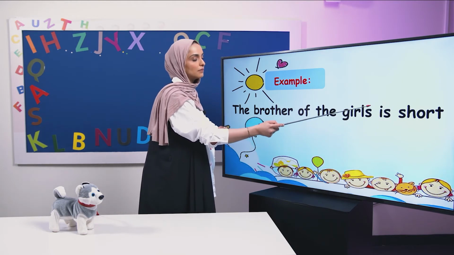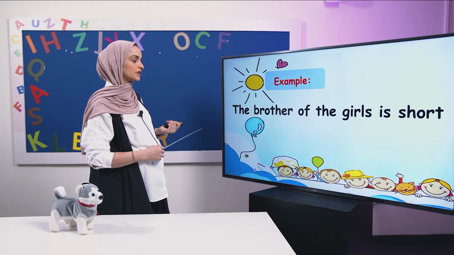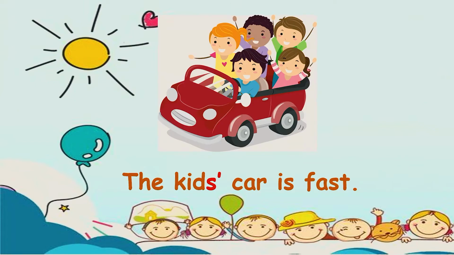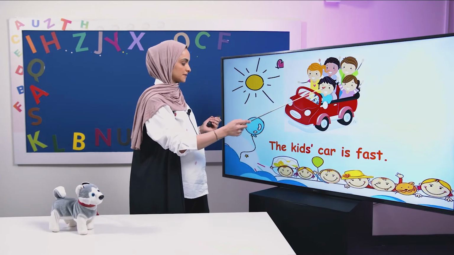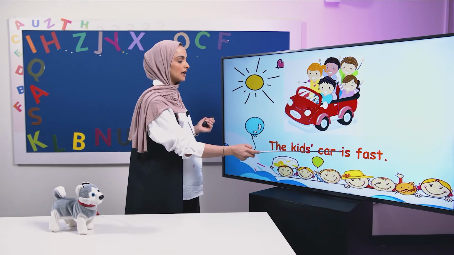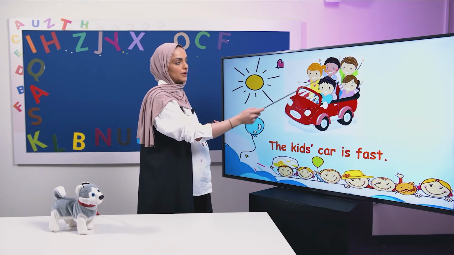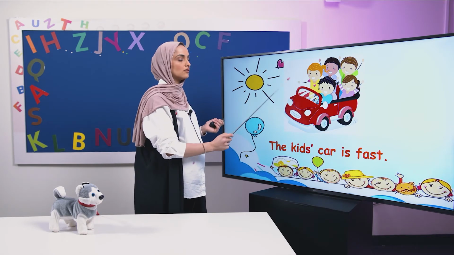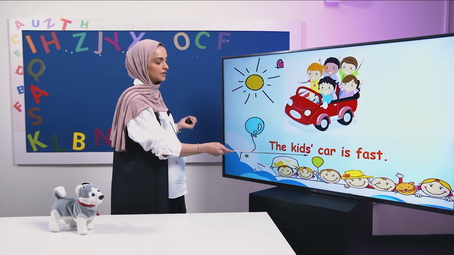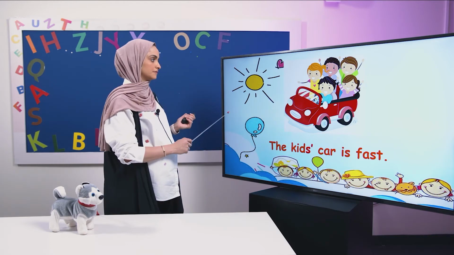Here we have a plural. So in this case, how are we going to write it? You have to write: the girls' brother is short. Let's have another example. Look at these kids. Let's see the sentence. The kids' car is fast. We have a plural here. So what are we going to add? We add only the apostrophe to the plural noun.